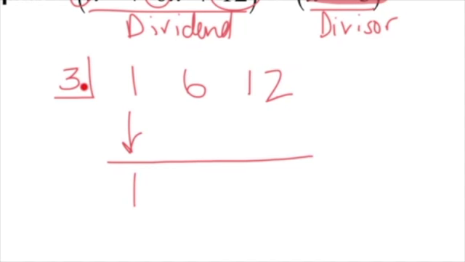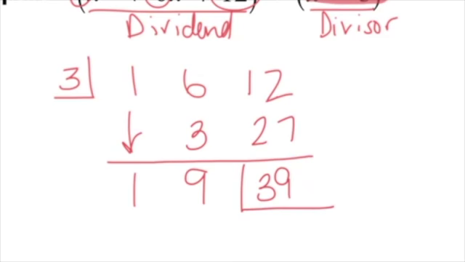So 1 times 3 is 3. And then you add straight down. 6 and 3 is 9. 9 times 3 is 27. 12 and 27 is 39. When you get to the end, the very last number serves as your remainder.